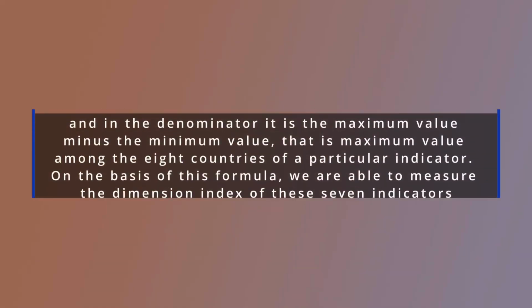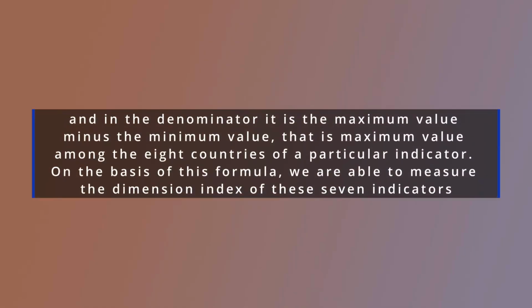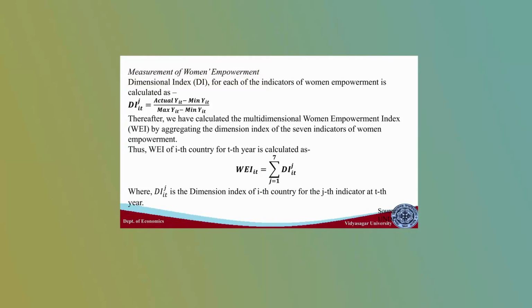The actual value means actual value of a particular country, and minimum value means the minimum value among the 8 countries in our case, and in the denominator it is the maximum value minus the minimum value, that is maximum value among the 8 countries in a particular indicator. On the basis of this formula, we are able to measure the dimension index of these 7 indicators. Then the next step is the aggregation of this dimension index to get the overall women empowerment index.